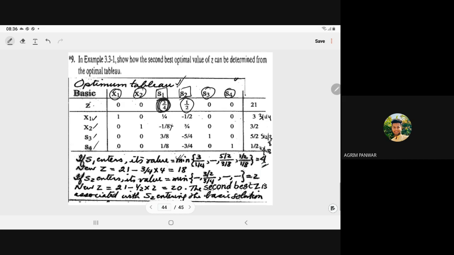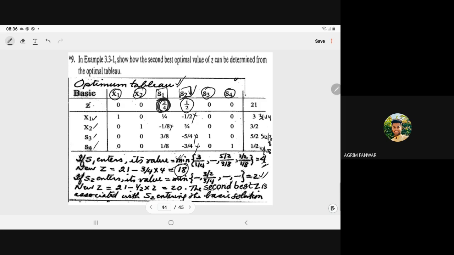So the value of the previous table, the current optimal table, will become 21 minus 3, that is 18. Now if s2 enters, we take the ratio. Here we have 3 by 2 upon 3 by 4. This ratio is not possible. So its value is equal to 2, s2 is equal to 2.